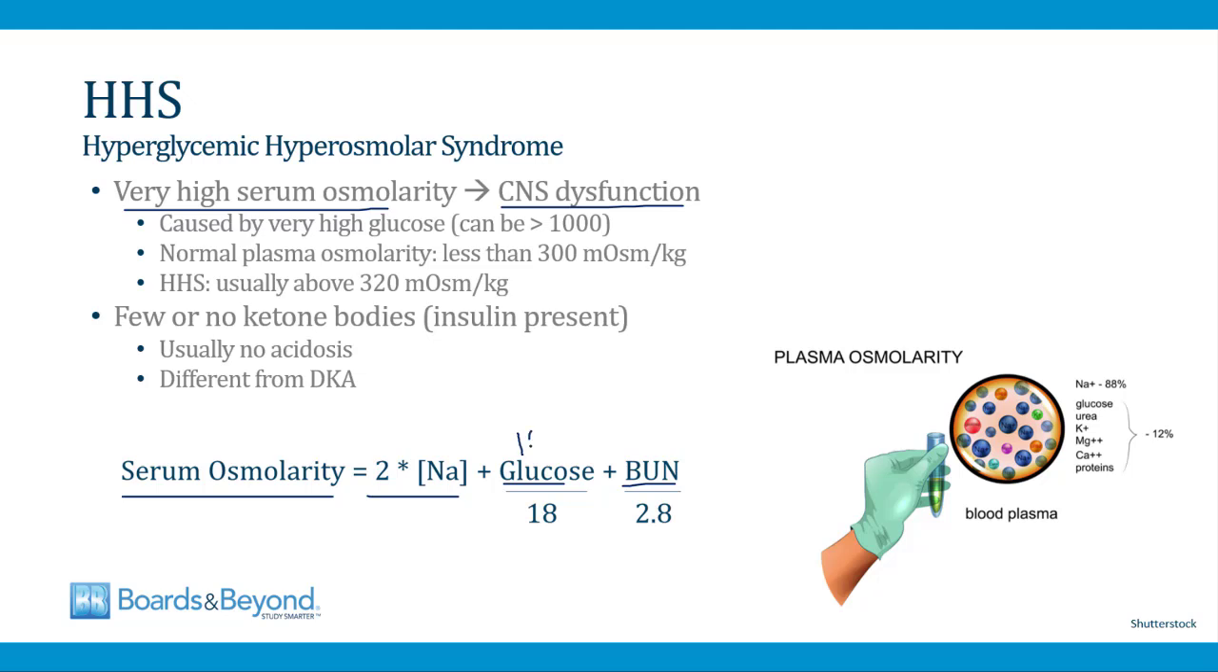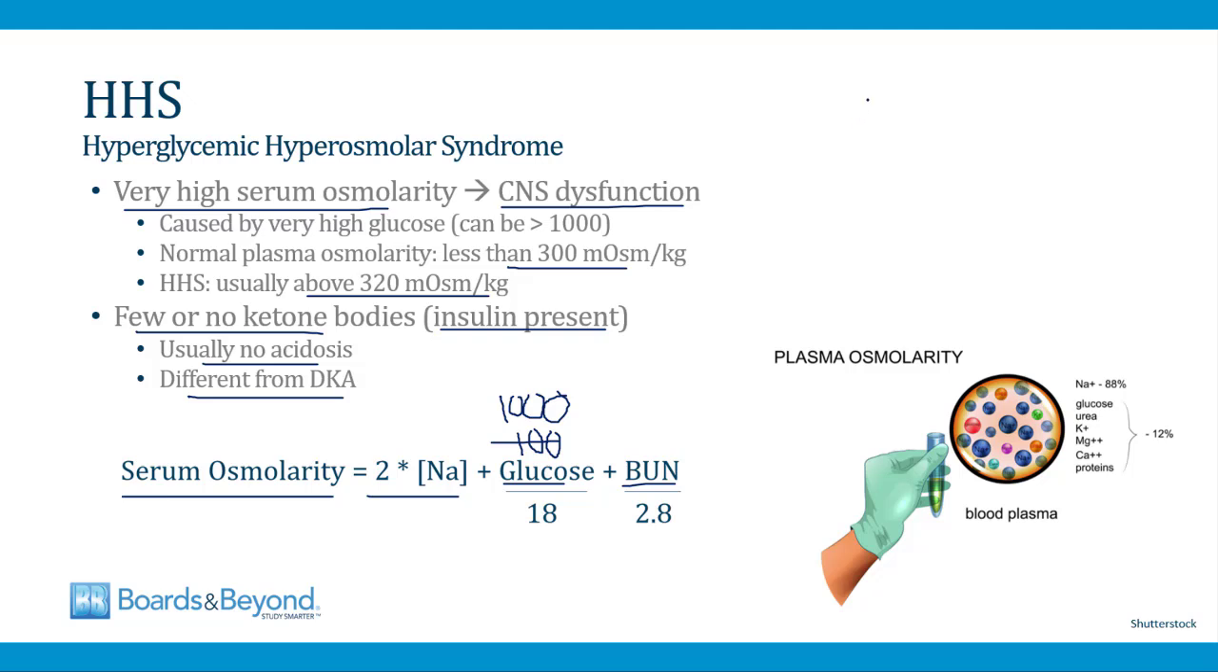So a normal glucose is about 100 or so, and you can imagine that if instead it gets up to 1,000, that this can cause the serum osmolarity to become very high. And a normal plasma osmolarity is less than 300. In patients who have HHS, it usually gets above 320. And as I mentioned on the last slide, this is different from DKA because there are usually few or no ketone bodies present in the plasma, and that's because insulin is present in patients with HHS. So they don't develop an acidosis because the liver is not producing keto acids, and this distinguishes HHS from DKA.